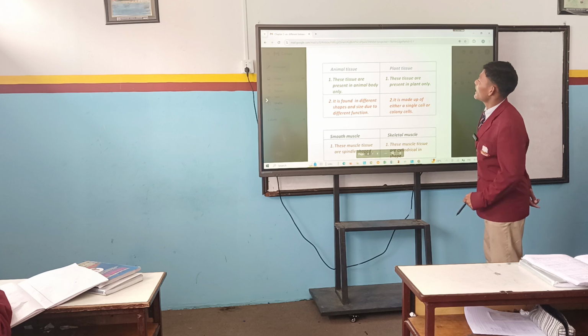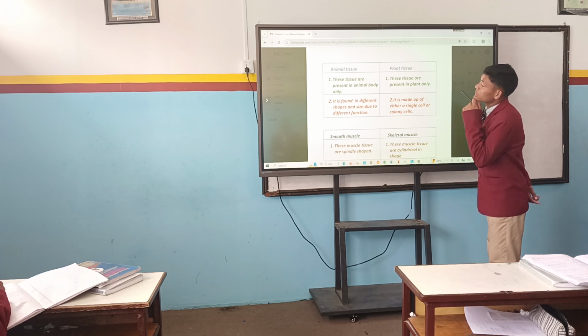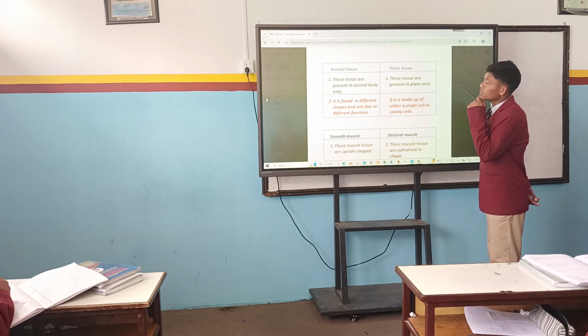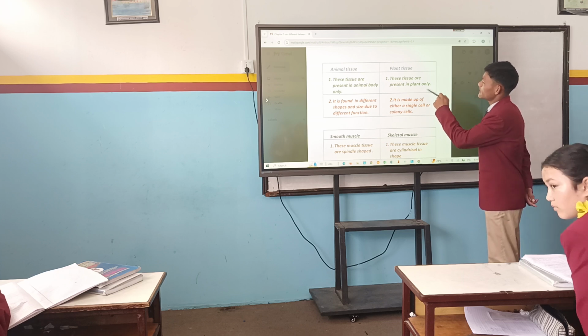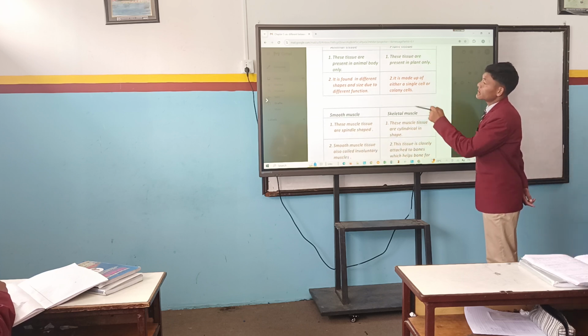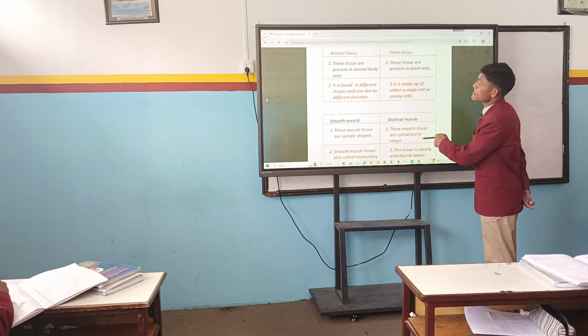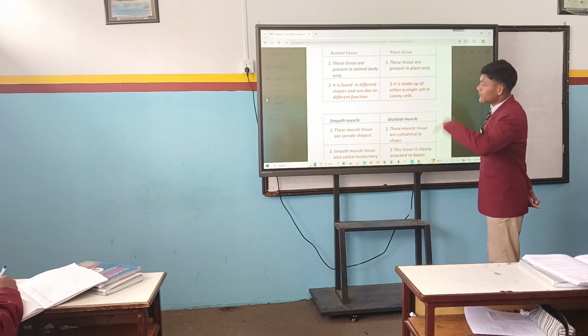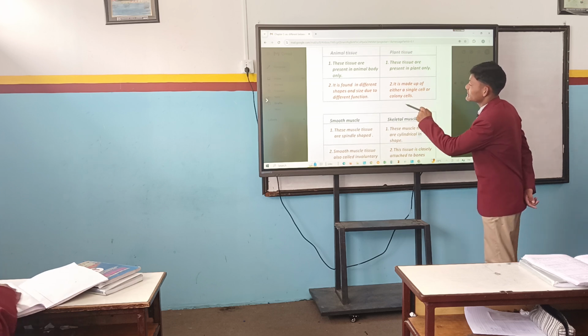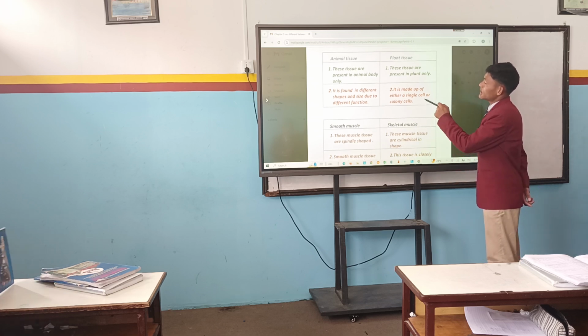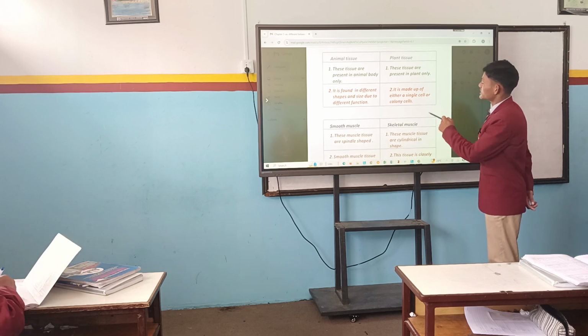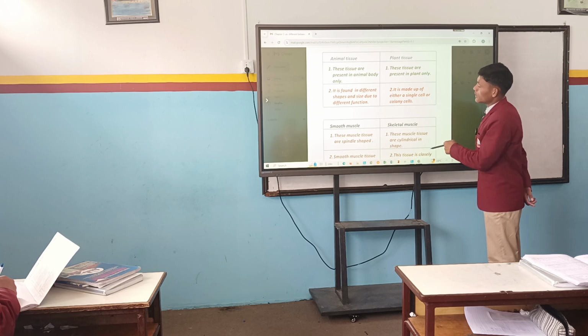Then animal tissue and plant tissue. Animal tissues are present in the animal's body only, and plant tissues are present only in plants. Animal tissue is found in different shapes and sizes due to the different functions. And plant tissue is made up of either a single cell or a colony of cells.